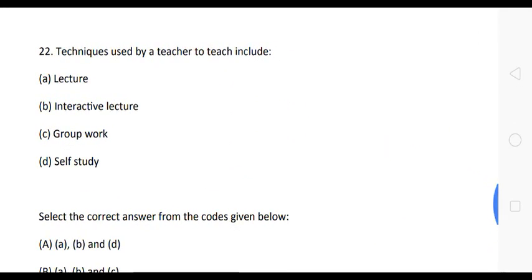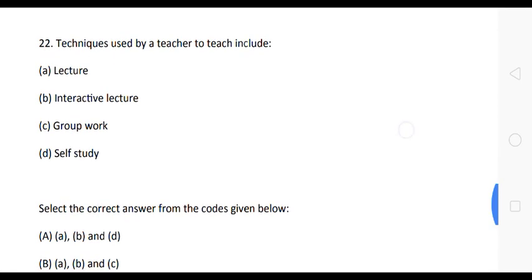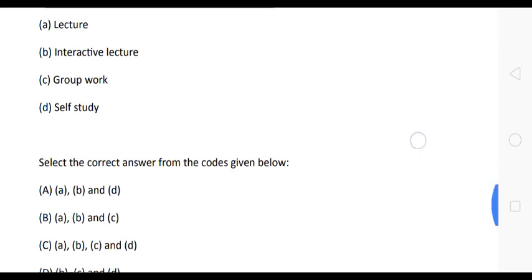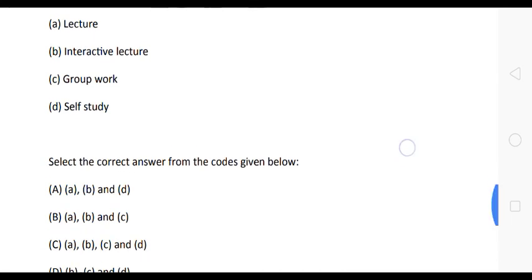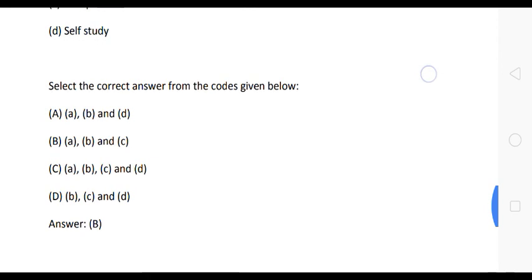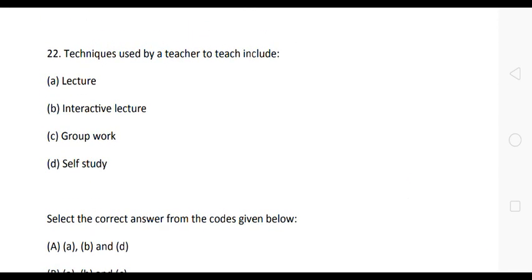Last question is very important. Techniques used by a teacher to teach include. Here the options are option A, lecture, B, interactive lecture, C, group work, D, self-study. Here the correct answer is option B: A, B, C, lecture, interactive lecture, group work. These are the techniques used by a teacher to teach the students. A statement, B statement, and C statement are the correct answer. So option B is the correct answer, A, B, C.